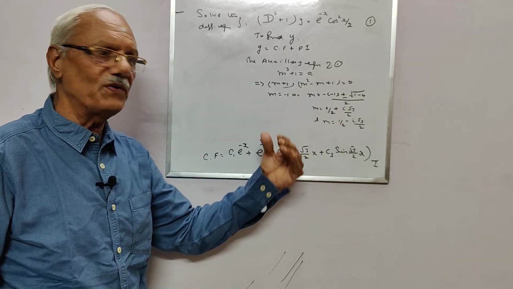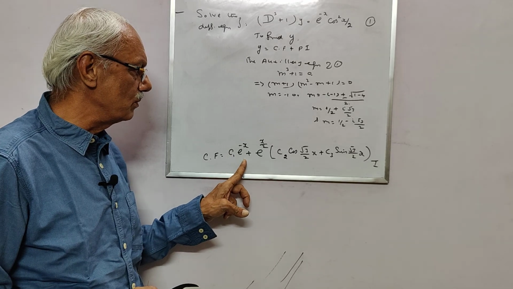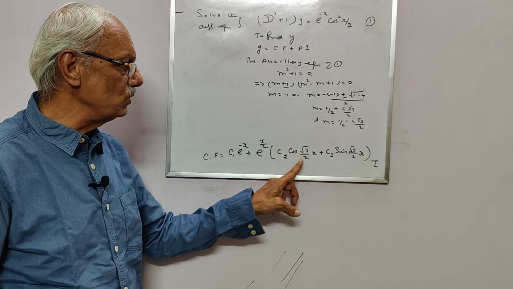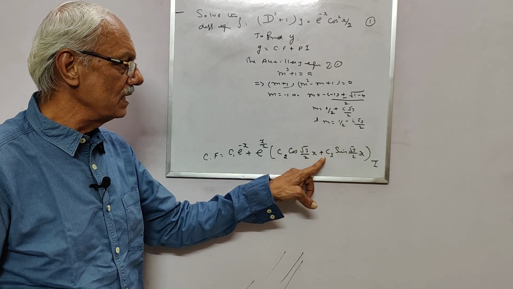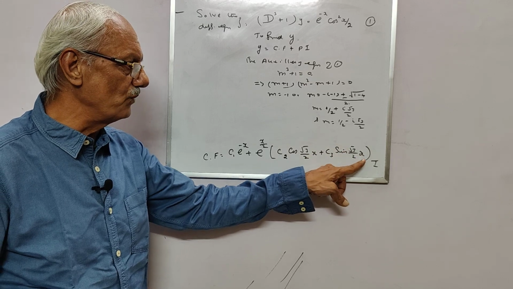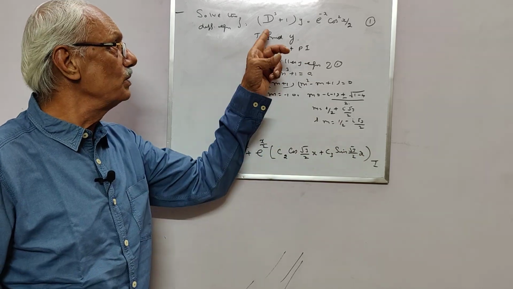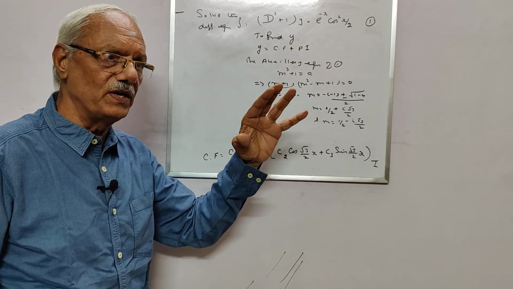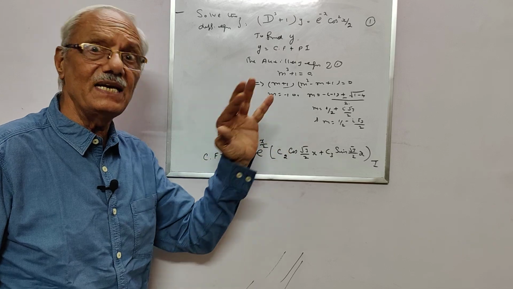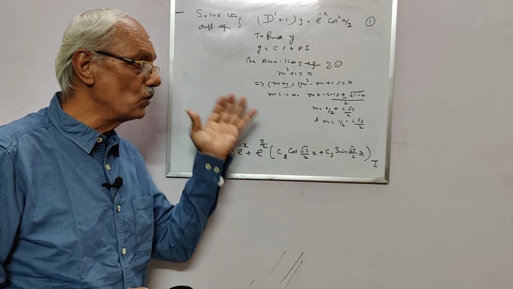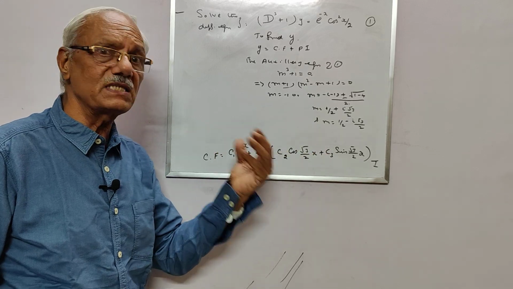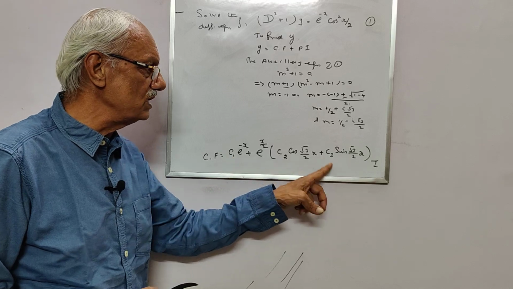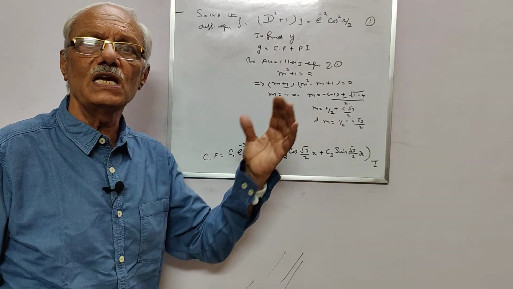Now the complementary function is given by c1 into e to the power of minus x plus e to the power of x by 2, this is the real part, into c2 cos root 3 by 2 of x plus c3 sin root 3 by 2 of x. Note that it is a cubic equation, hence if you go for the solution of it, it will have 3 integrations, actually speaking. So the solution must have 3 arbitrary constants, c1, c2, c3. These values could be got using initial conditions.